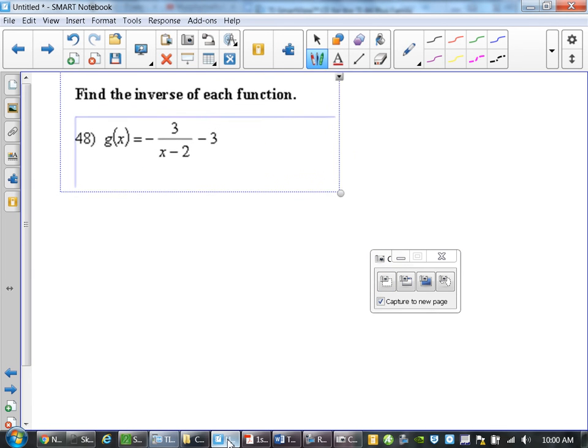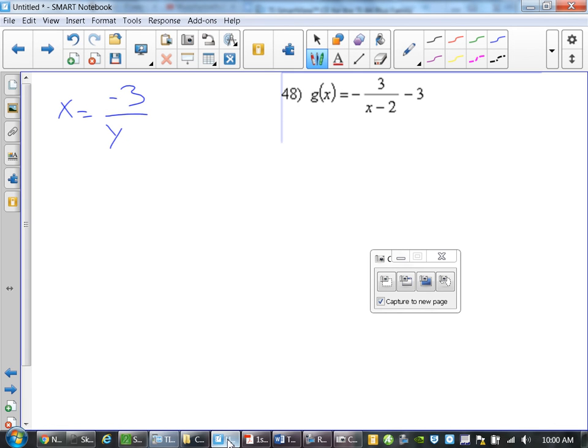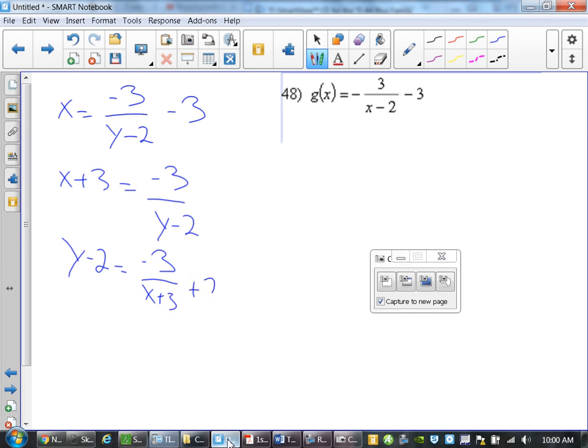So when I go to do the inverse of this one, this is one of those examples where you want to float that negative symbol to the 3 in the numerator. So then I'll do the exchange-o, x equals negative 3 over y minus 2, minus 3. Add 3. And now exchange-o on your diagonal. And then add 2.